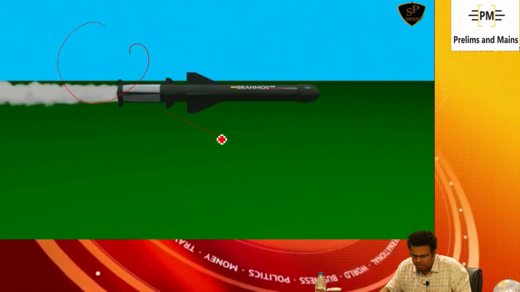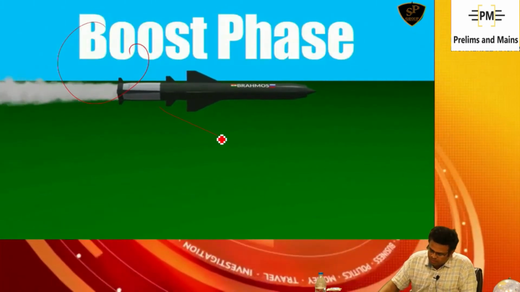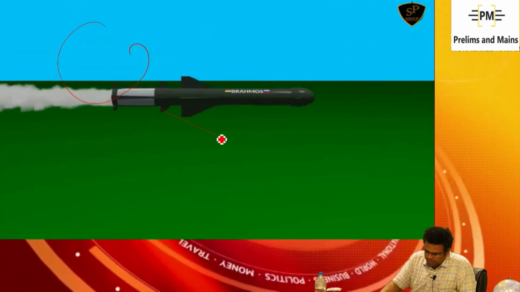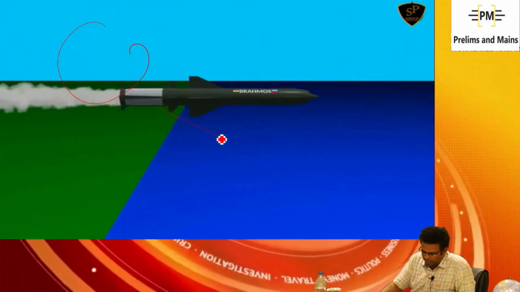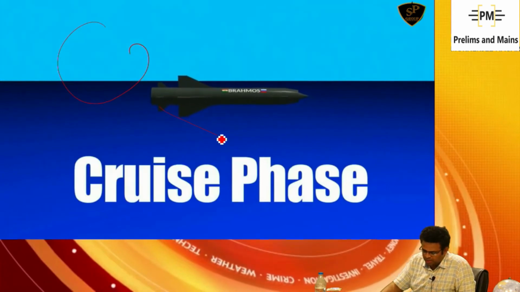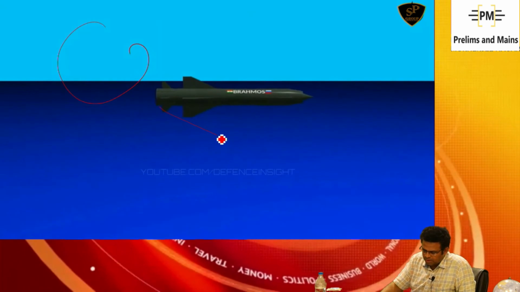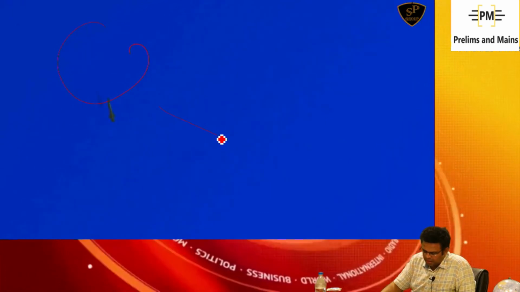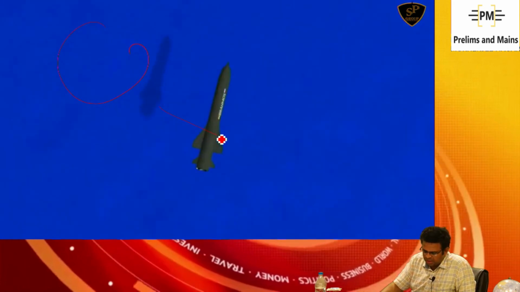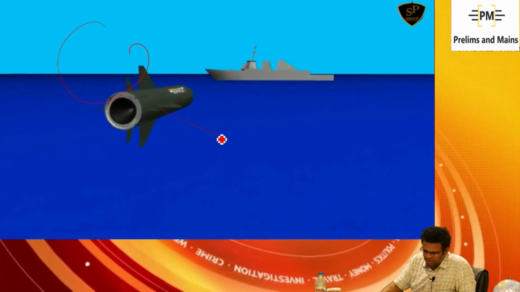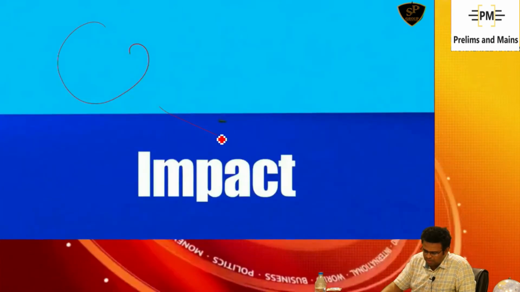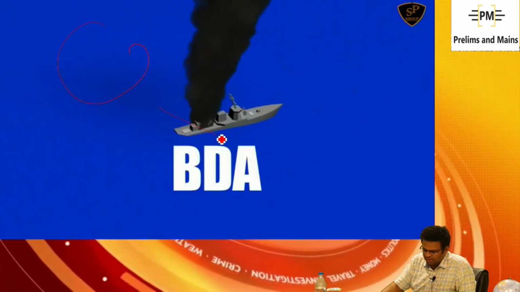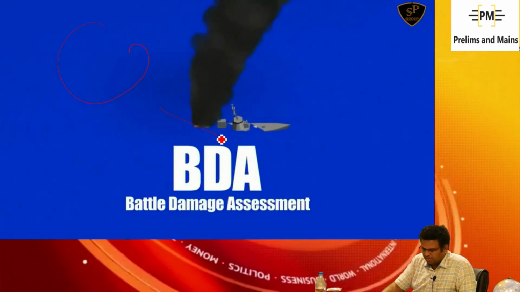and you can see it is always moving straight. It is in the boost phase, and now the rocket has been removed and it is now in the cruise phase, and it is an S maneuver technique. S maneuver technique means it can hit the target even after it changes its position. Its impact means complete damage. This is the quality, I can say that battle damage assessment is complete.